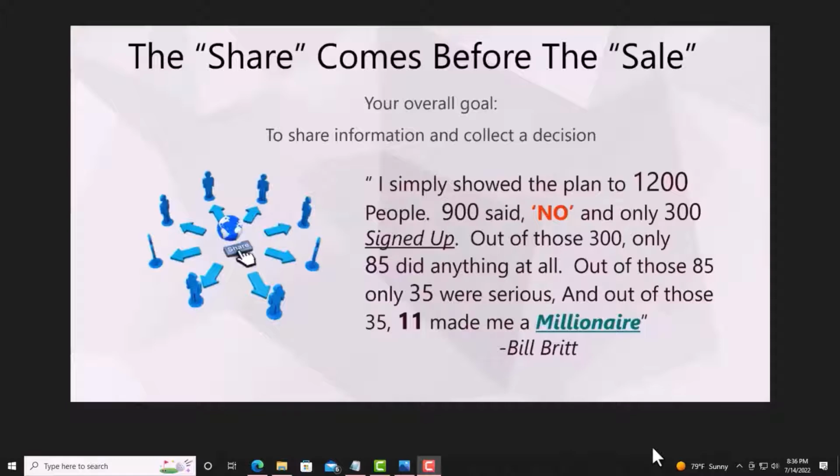But look, we're down to 35 people that actually took it seriously. That's out of 1,200 people. That's a small margin. And check this out, what Bill Britt said. Out of those 35, 11 made him a millionaire. So now the reason why I brought this particular slide up is because I want to show you something.